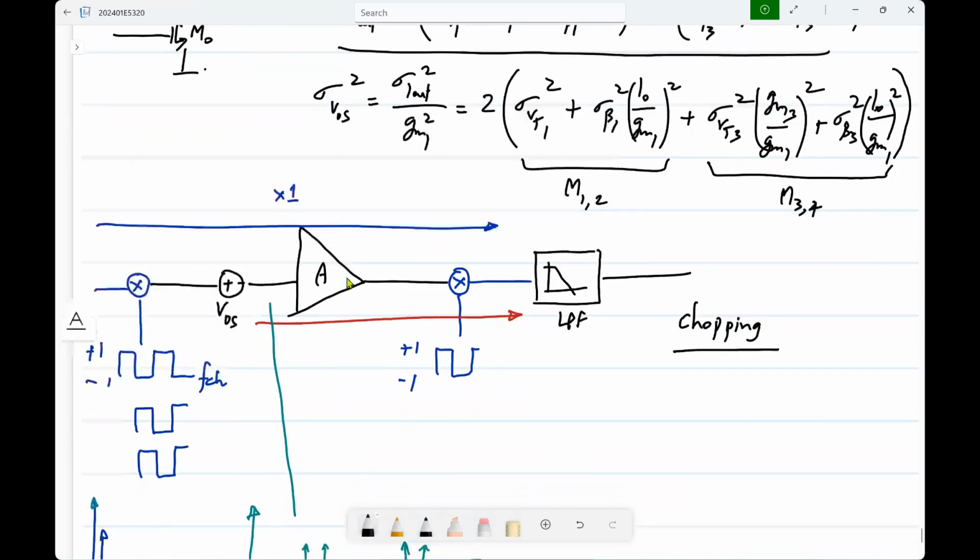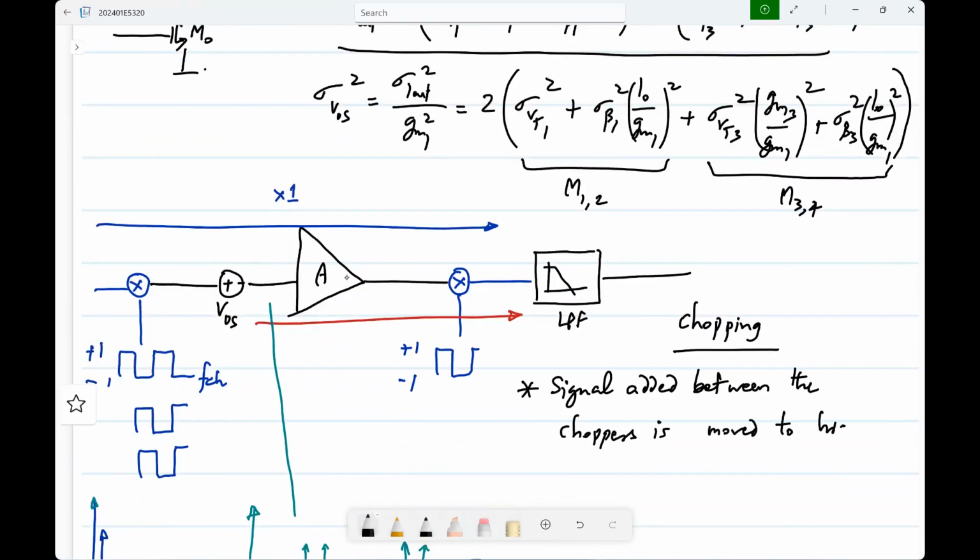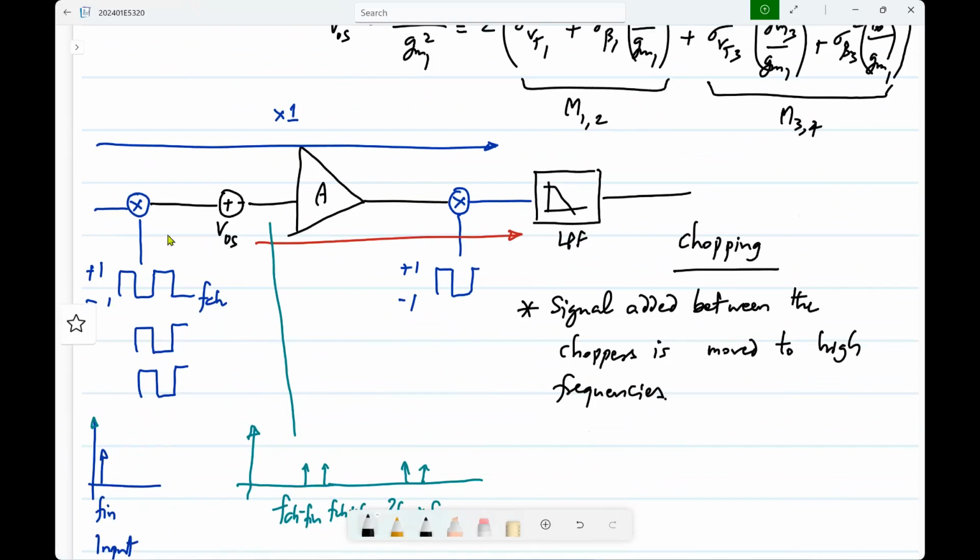The basic principle is that any signal added between the choppers is moved to high frequencies. Okay. So this is most frequently used for offset and 1/f noise. Okay.